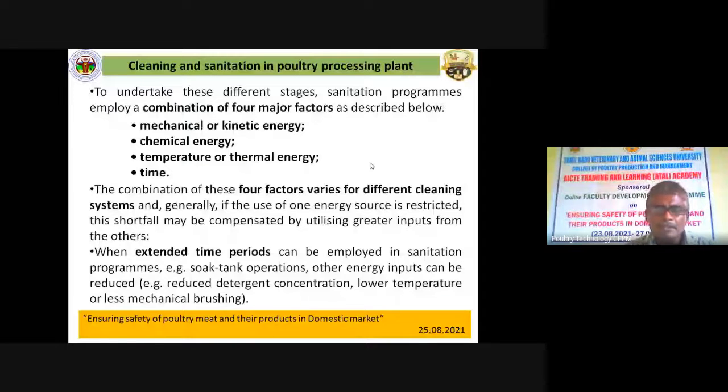So actually there are different cleaning systems. They use these 4 factors in different combinations to ensure efficient cleaning. If you restrict one energy source, then you have to compensate using other inputs. For example, if you reduce your mechanical energy, it has to be compensated with chemical energy or thermal energy.